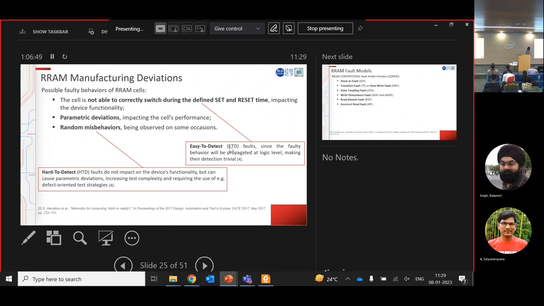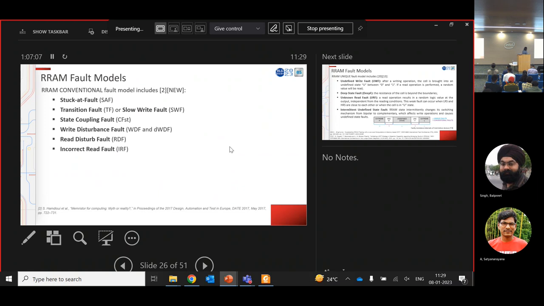And these two fault behaviors are going to be classified as hard to detect faults because they don't impact the device's functionality and they are going to cause parametric deviations. This is really difficult. This is the main challenge here when you think about how to test this device.